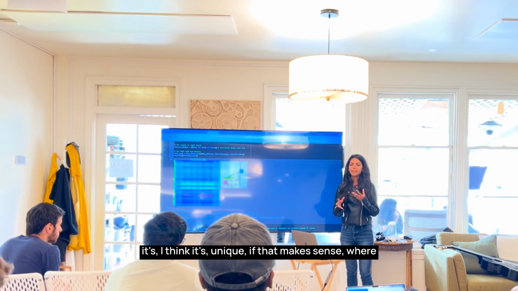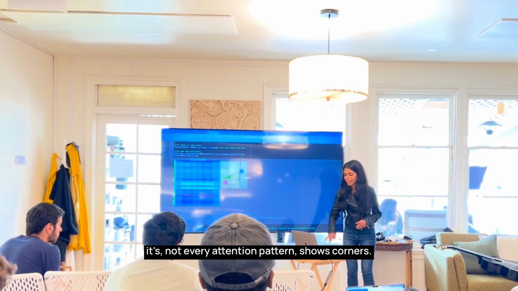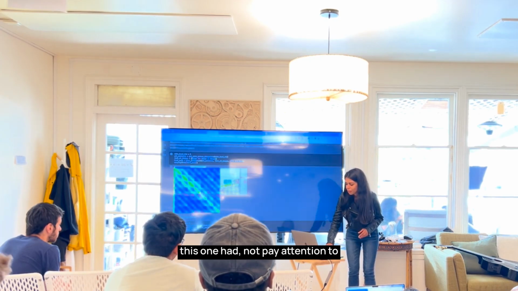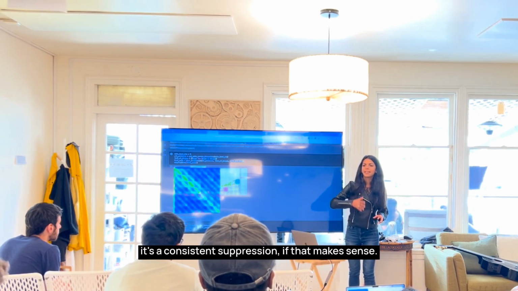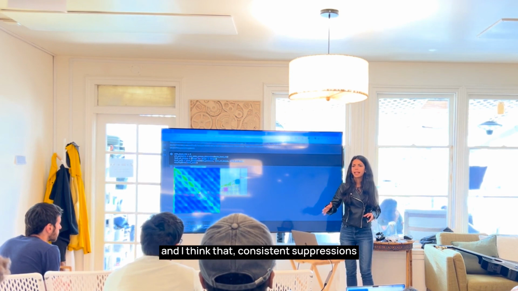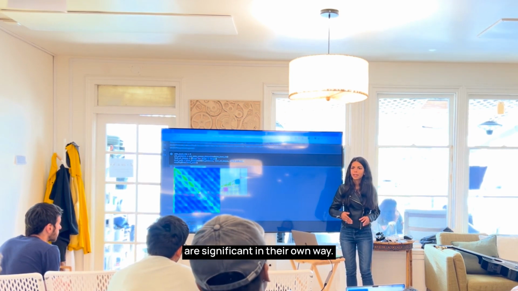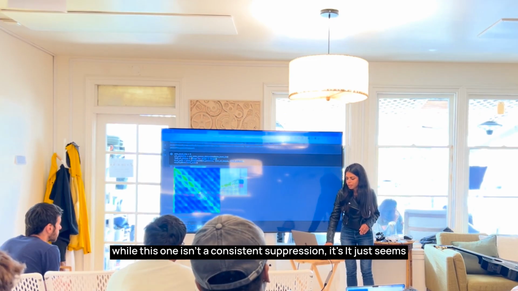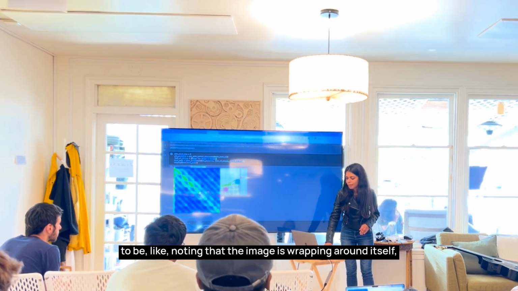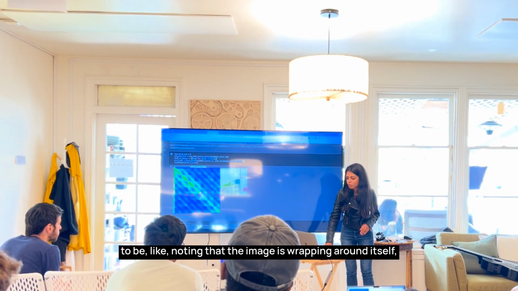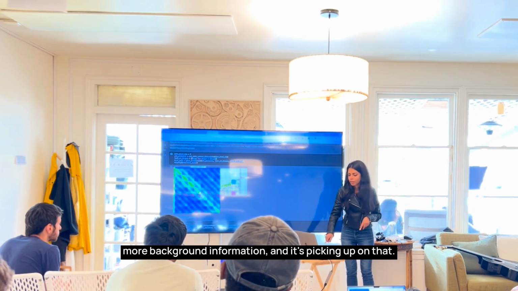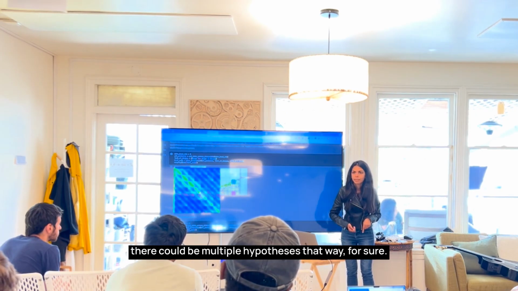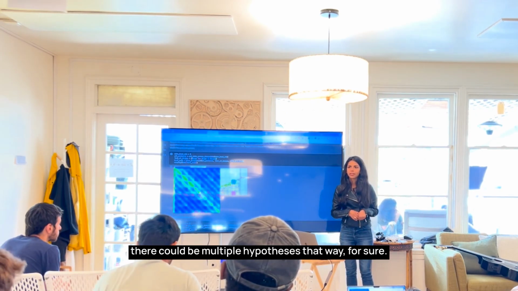I think it's unique, where not every attention pattern shows corners. This one does not pay attention to corners either, if that makes sense. It's a consistent suppression, and I think that consistent suppressions are significant in their own way. While this one isn't a consistent suppression, it seems to be noting that the image is wrapping around itself, or it could be something else. The corners of the image have more background information, and it's picking up on that. There could be multiple hypotheses at play, for sure.